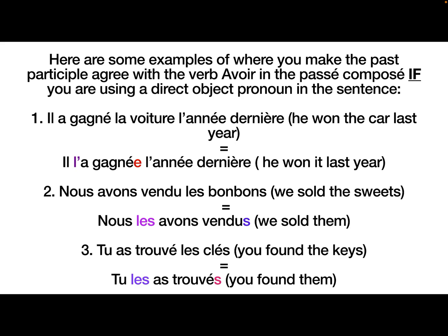And finally, tu as trouvé les clés. You found the keys. Okay, you found the keys. You found them on the counter. So you found them, replace it with a direct object pronoun, them. So drop les clés and put les before the helping verb avoir. Tu les as trouvés. So because it's you found them, plural, add an S at the end of your past participle. Okay? Now I wouldn't get too bogged down with using a direct object pronoun in the past tense.